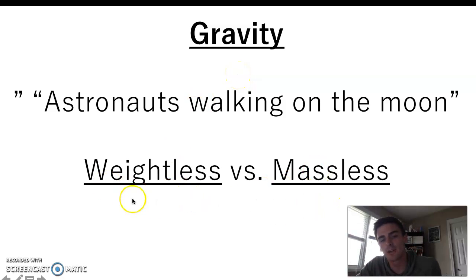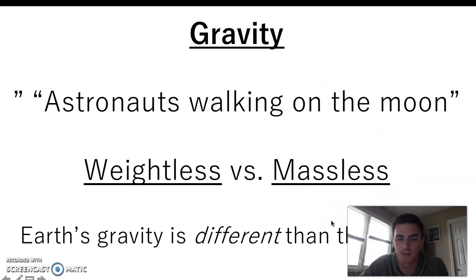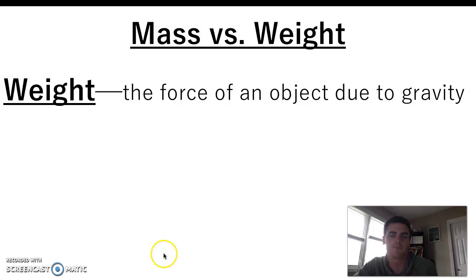So we need to make sure we understand the difference between something being weightless and the myth of something being massless. The reason the astronaut thing is different is that the astronaut's mass is the same. If he weighs 70 kilograms on Earth, he is the same 70 kilogram human on the moon. However, because the size of the moon is different, the gravitational pull is different, so he doesn't accelerate to the ground as fast as on Earth. So let's dig into this a little bit.